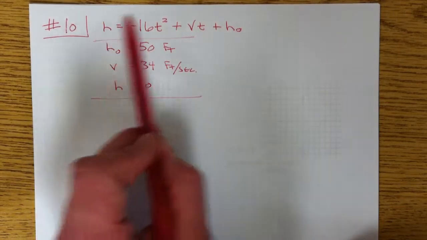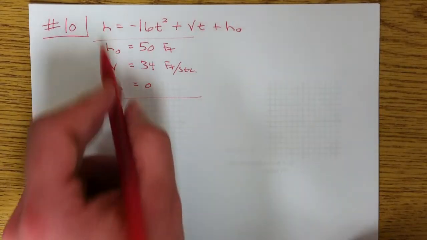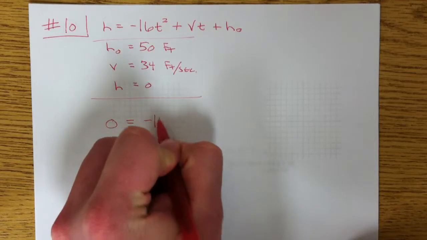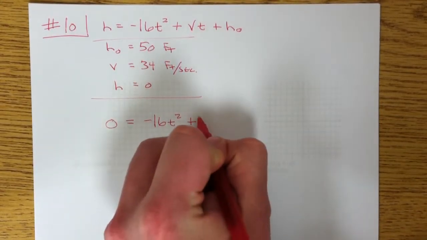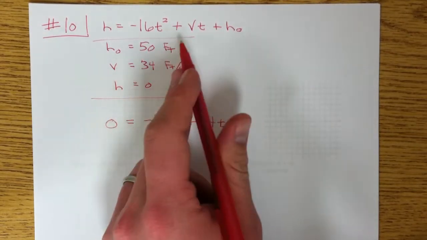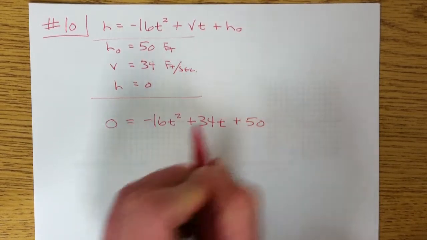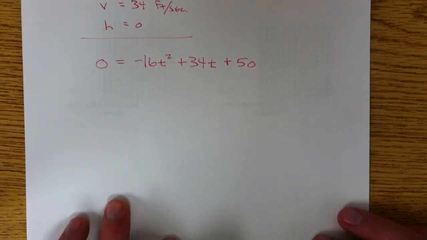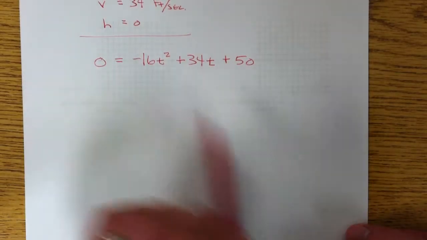So what I'm going to do is plug these values into my vertical motion model. H is 0, that's the final height. Negative 16t squared doesn't ever change. We have 34t, because 34 is my v value, my initial velocity, and my initial height here is 50. So one thing that's great about this example is when you're solving a quadratic equation, you want everything to be on one side of your equal sign. So you want to set it equal to 0, which we have.